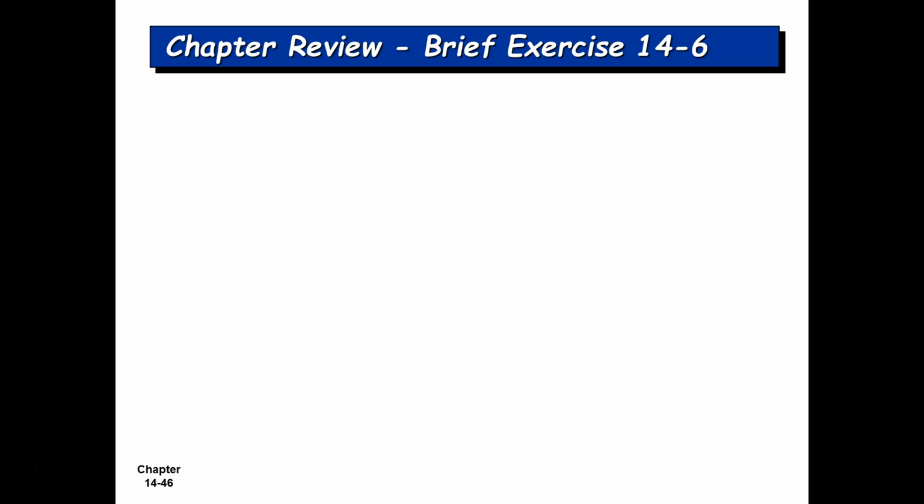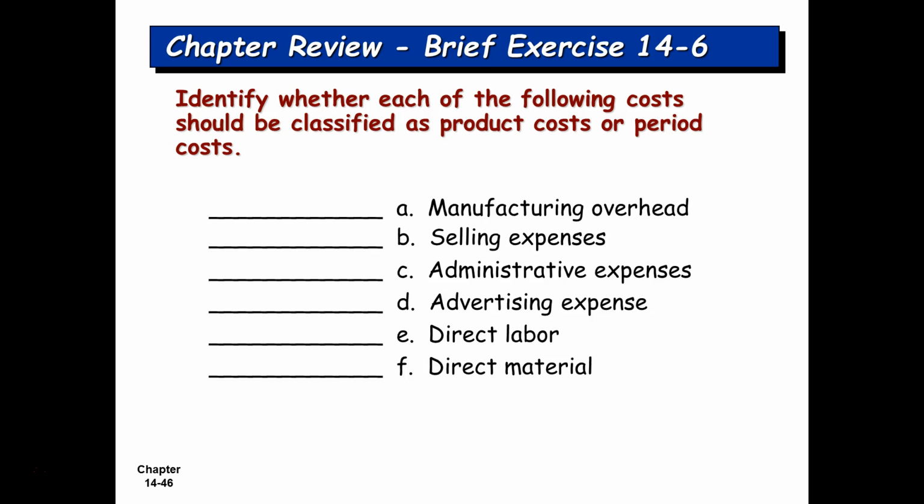Now, on slide 46, they continue the concept of, all right, which of these costs are product, which of these costs are period. Manufacturing overhead is a product cost. Selling expenses, SG&A, so to speak, sales, general, administrative, is a period. So that's selling. Part C, administrative, would be period. And there's Part D, advertising, period. Direct labor is a product cost. And direct material is a product cost.